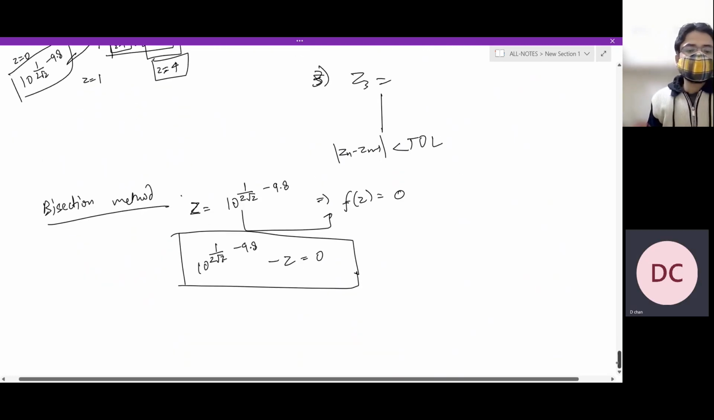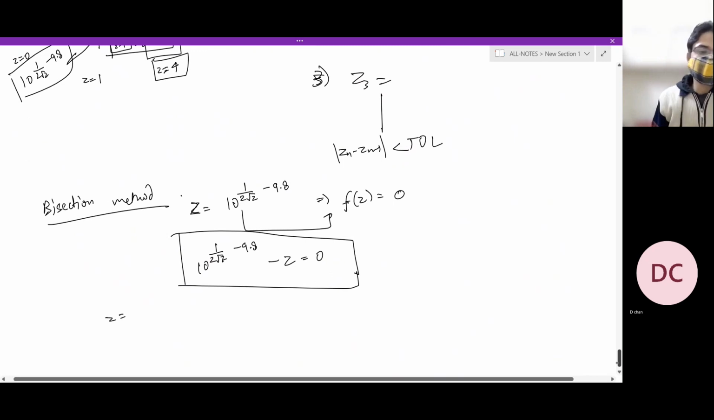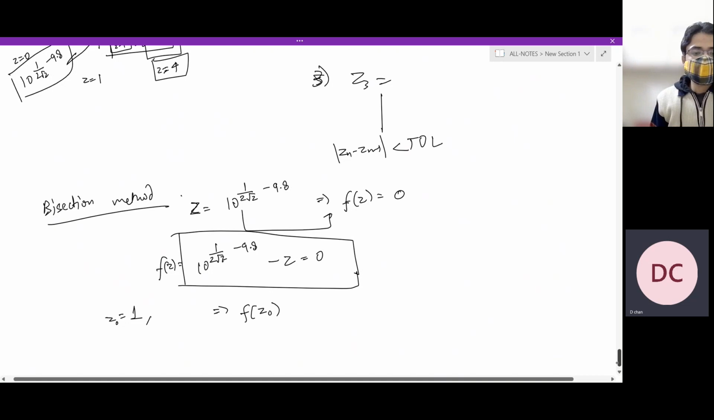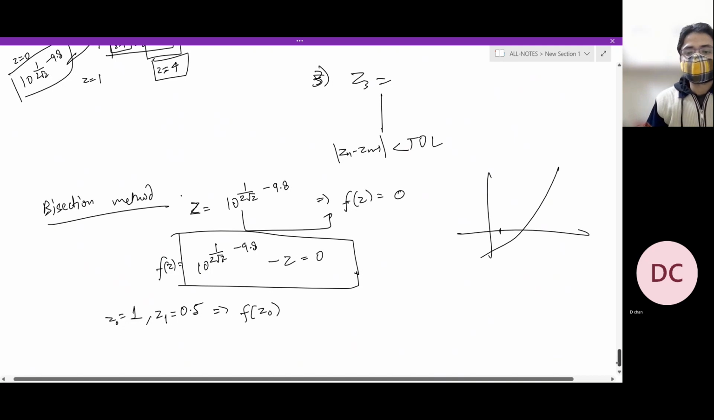Now again, you are supplying some, let's say, z naught equals 1. Let's call this f of z. So you first calculate f of z naught, and you need to have two initial guesses, I guess, right? Yes, sir. You need two initial guesses. Let me just go through it quickly. If you take Z0 and Z1 right here.